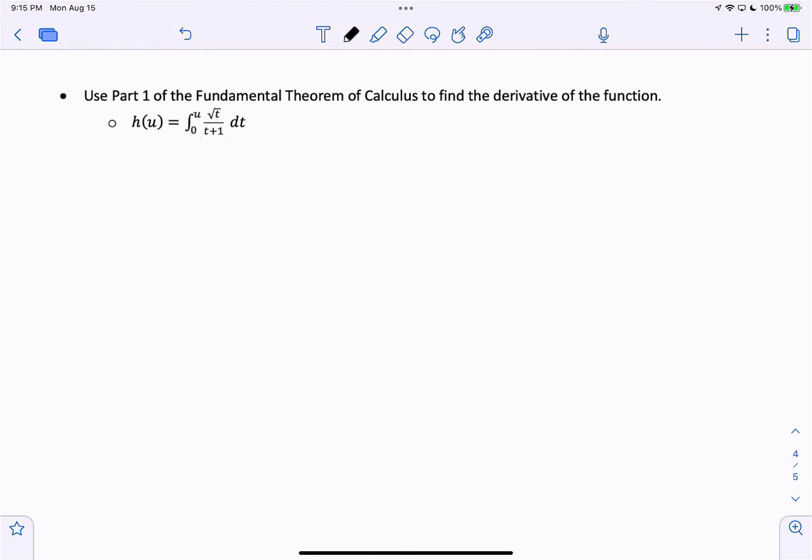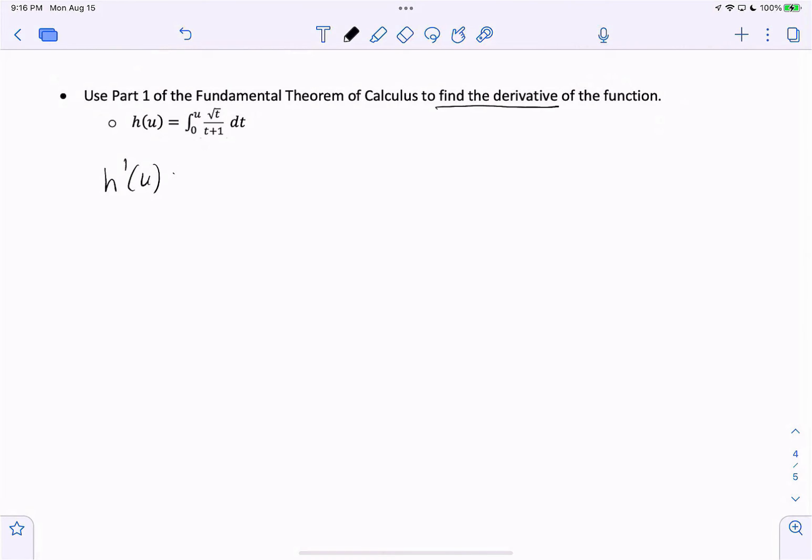We're going to continue on with the fundamental theorem of calculus part 1. And here we're going to use it to find the derivative of the function h of u is equal to the integral from 0 to u of the square root of t over t plus 1 dt. Now I know this is an integral, so it looks like we should integrate. We are not going to integrate because we're asked to find the derivative.